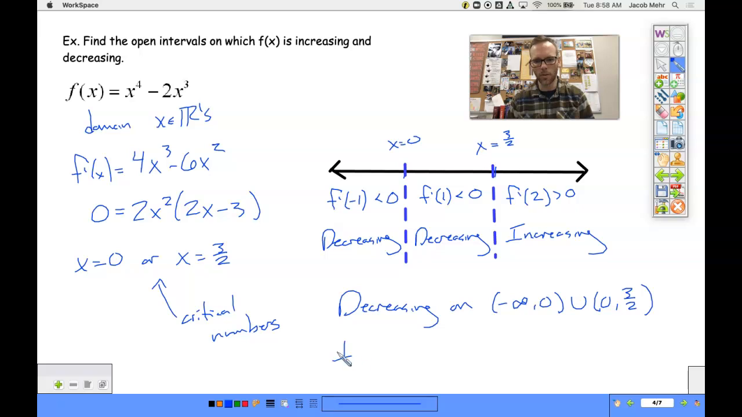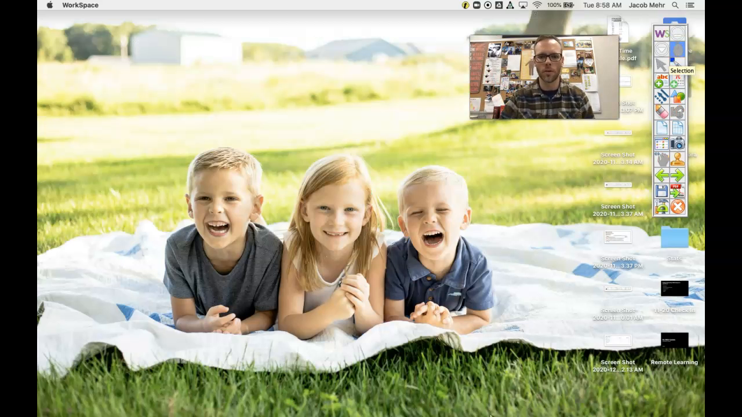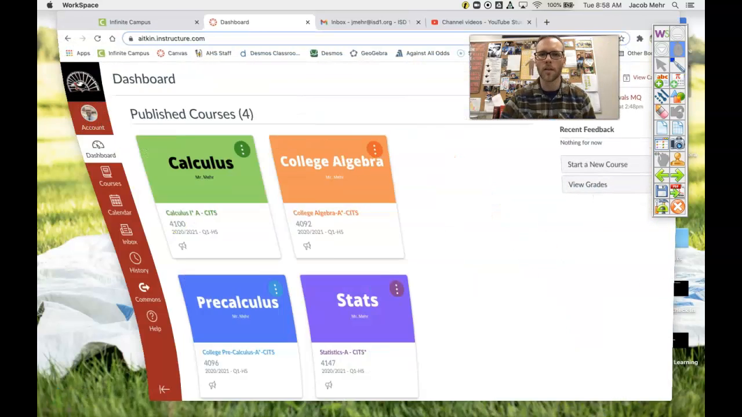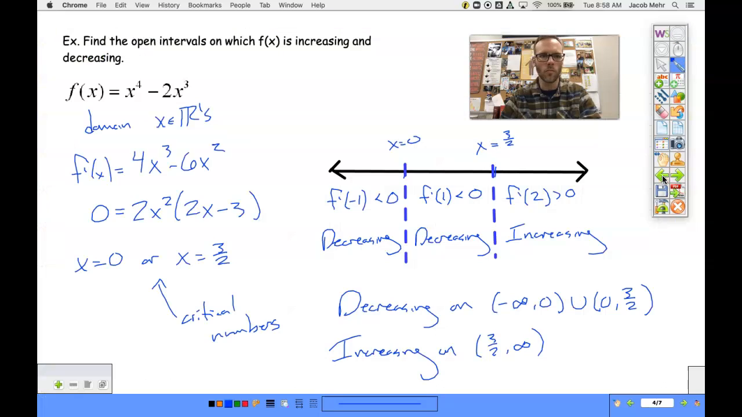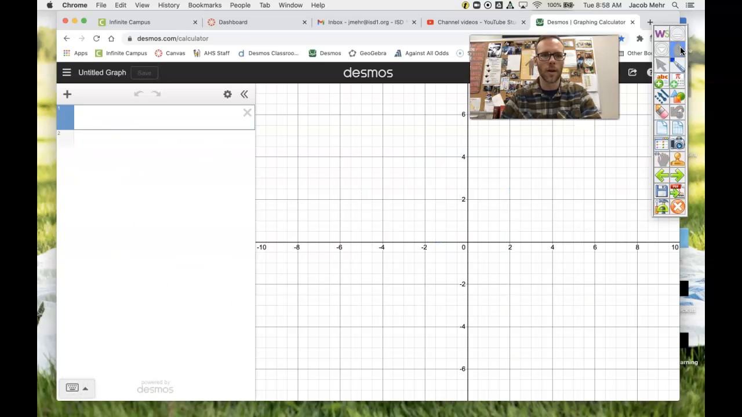And then it is increasing on 3 halves to infinity. So now we know exactly where this function is increasing. We know exactly where it is decreasing. Okay, let's graph this just to confirm. X to the 4th minus 2x cubed.